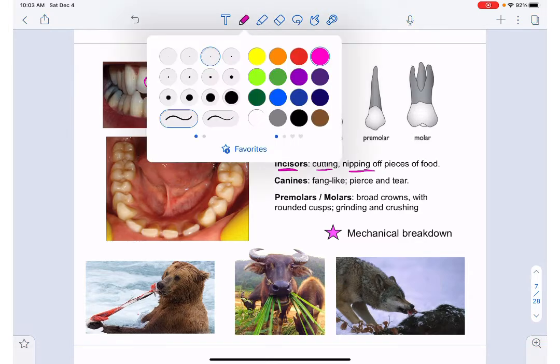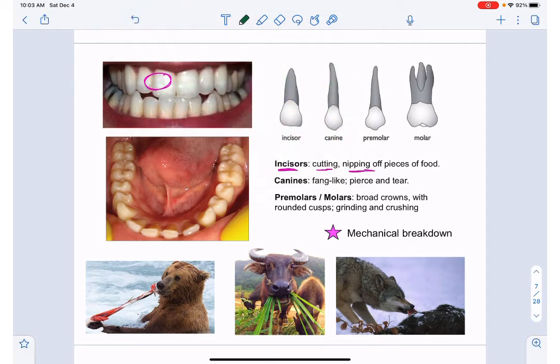The canines are more fang-like. And so those pierce food and tear food.